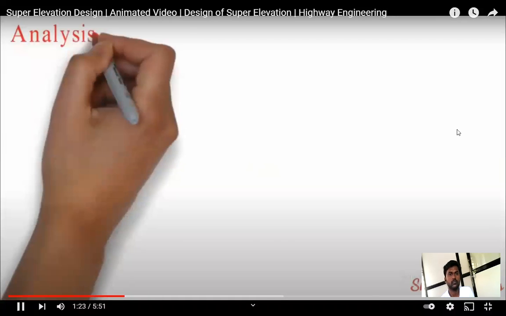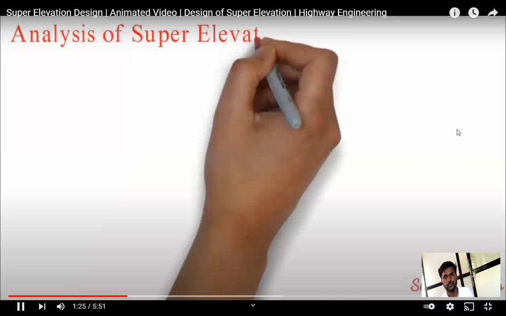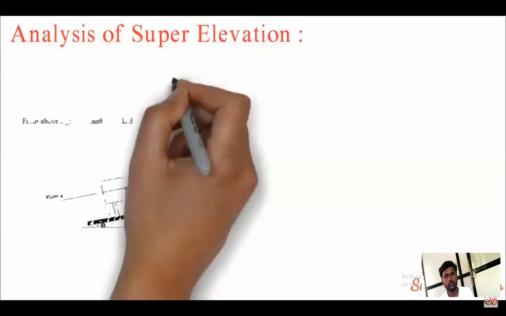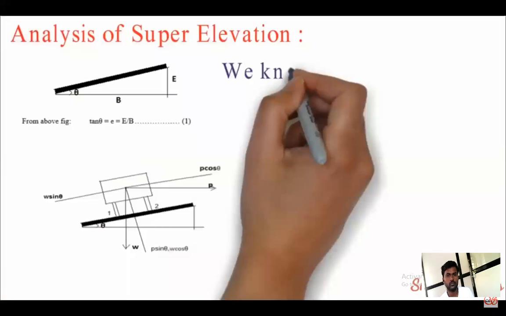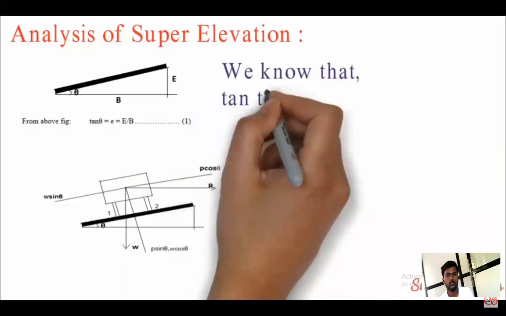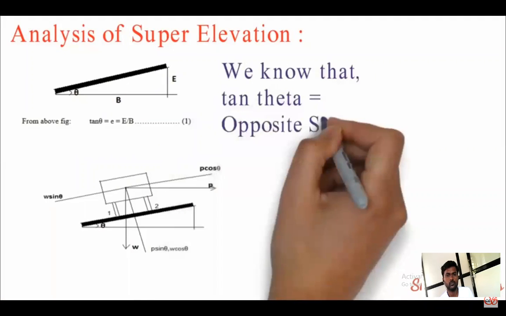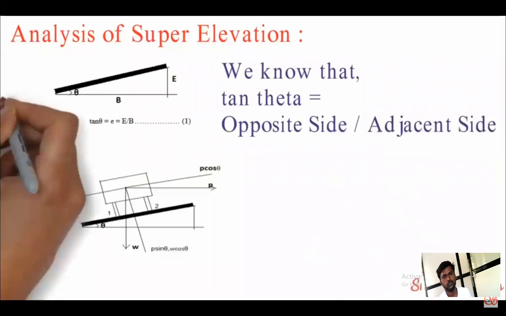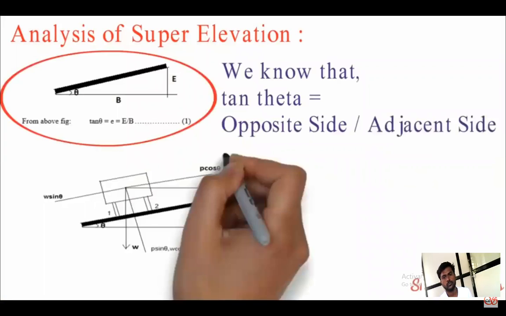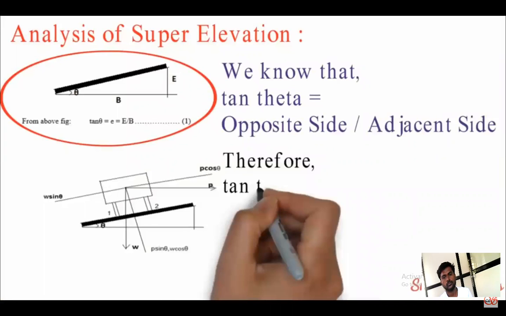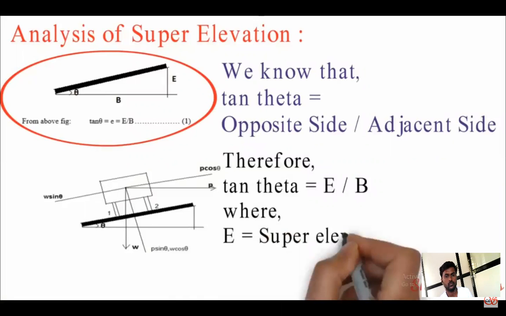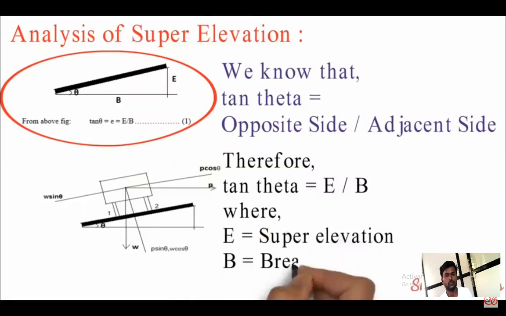Analysis of super elevation. We know that tan theta is equal to opposite side upon adjacent side. Therefore, tan theta is equal to E by B, where E is the super elevation and B is the breadth of the road.